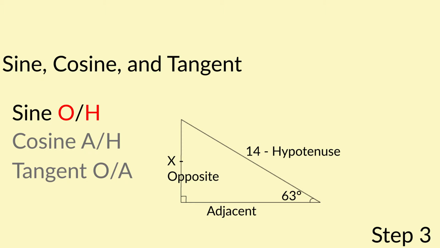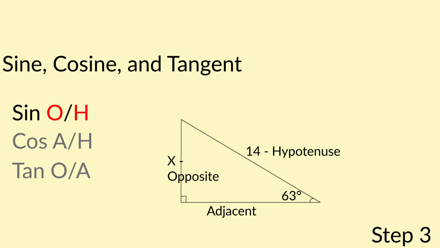Just a side note, sine is SIN, cosine is COS, and tangent is TAN on most calculators. So when setting it up, you would get sine 63, since that's our angle, and x over 14, because x is our unknown opposite and 14 is the known hypotenuse. You then need to isolate the variable x by multiplying both sides by 14.